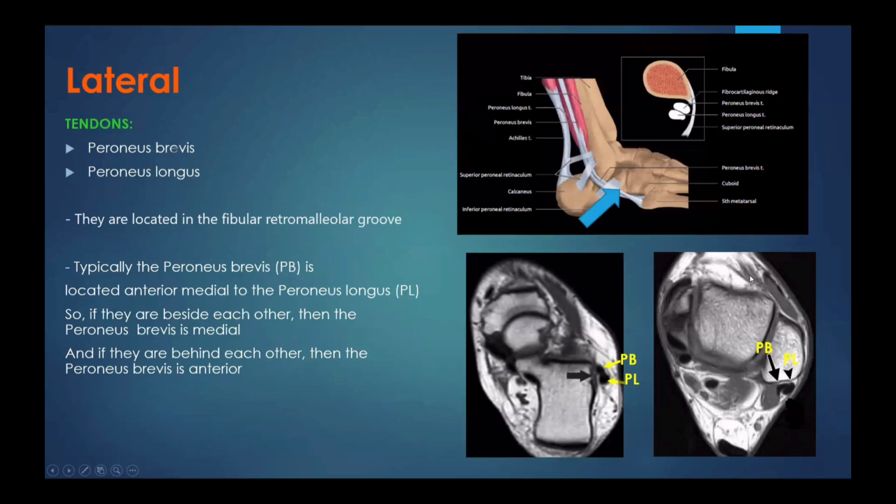The lateral compartment involves the peroneal tendons, which are peroneus longus and brevis. They both located in the fibular retromalleolar groove. Typically, the peroneus brevis tendon is located anterior and medial to the peroneus longus tendon. Which means if both of them are in the same cut behind each other, the peroneus brevis tendon is always located anteriorly. And if they are on the same level, the peroneus brevis tendon usually is in the medial aspect.